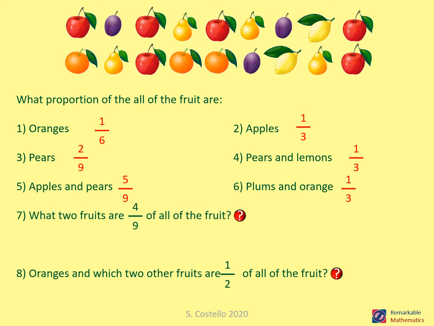So what 2 fruits are 4 out of 9 of all of the fruits? There may be only a couple of answers to this, but one of them is apples and lemons. And which 2 other fruits would be 1 out of 2, or 1 in 2, of all the fruits? Pears, oranges and lemons. Again, that might not be a unique answer, but that's an example.